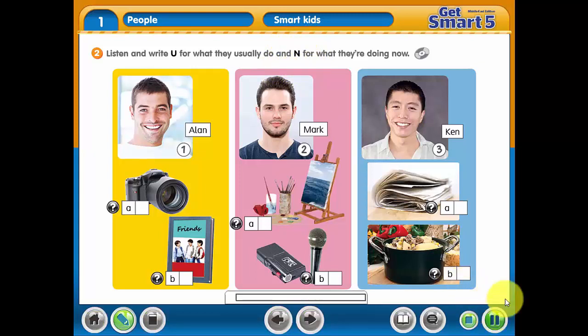Listen. Workbook Module 1 Smart Kids Activity 2. Listen and write U for what they usually do and N for what they're doing now.